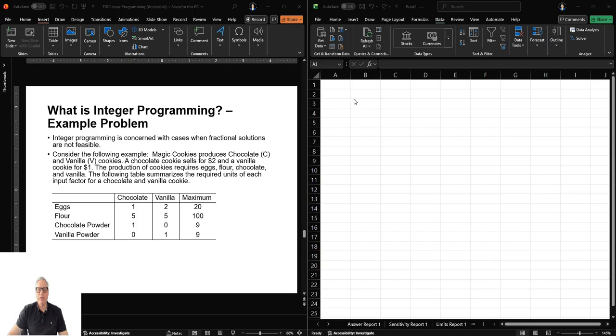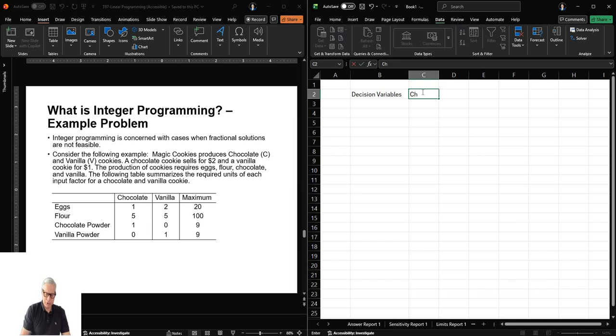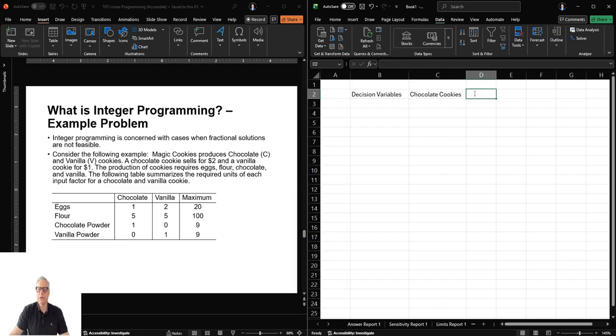So at this point, I think we already have the skills to just derive the solution or by using solver and program it in Excel. So let's just go over the steps again. We start with decision variables. So our decision variables are chocolate cookies, and vanilla cookies.